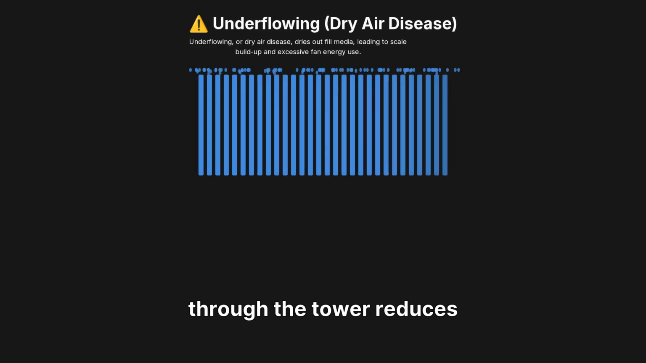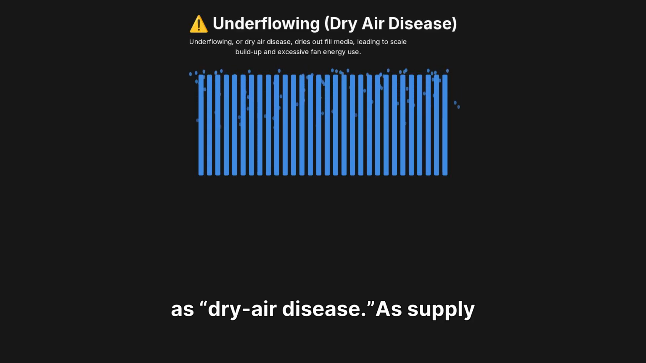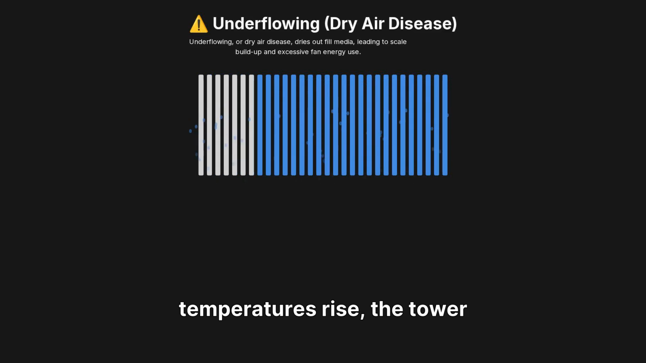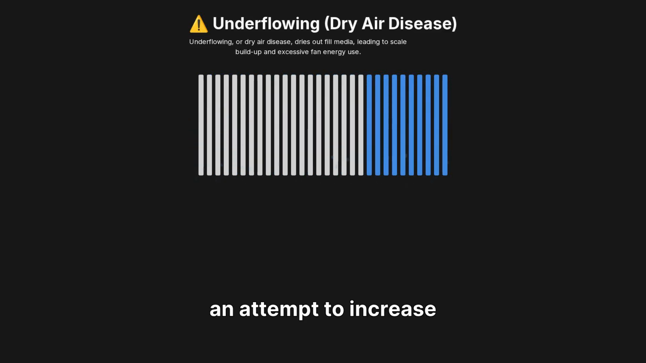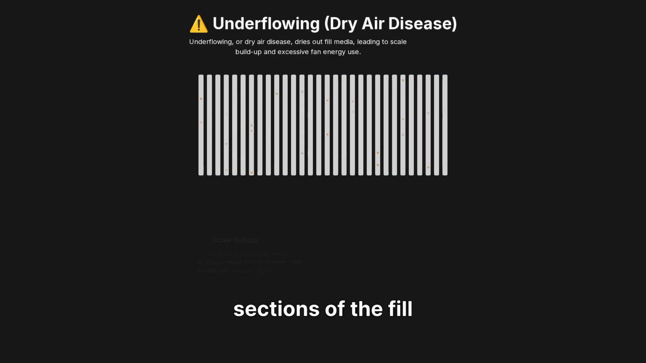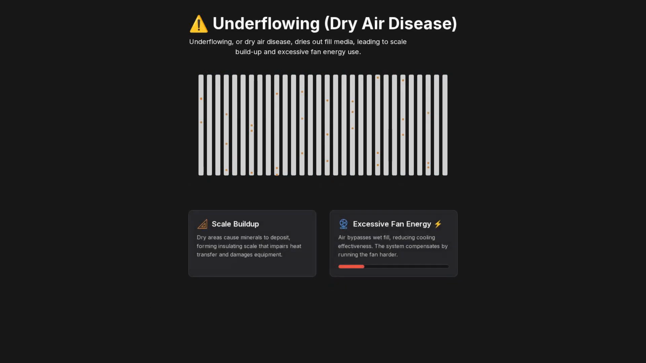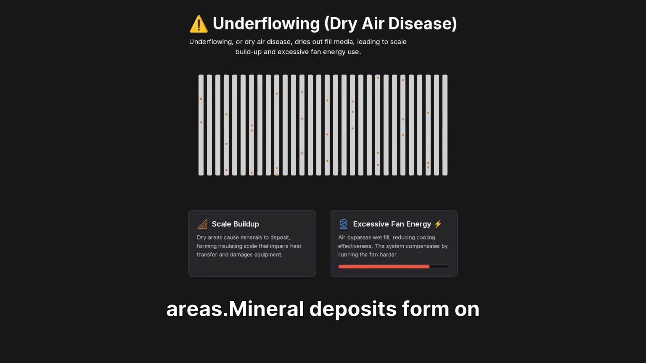Too little flow through the tower reduces wetting of the fill, leading to what's known as dry air disease. As supply temperatures rise, the tower fans speed up in an attempt to increase evaporation. But without enough water, sections of the fill dry out. Air then moves through these dry, low-resistance paths, bypassing the wetted areas. Mineral deposits form on the dry surfaces, creating scale that reduces heat transfer and forces the fans to work harder.